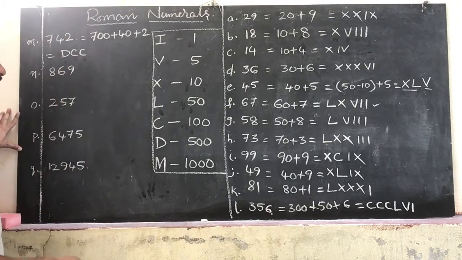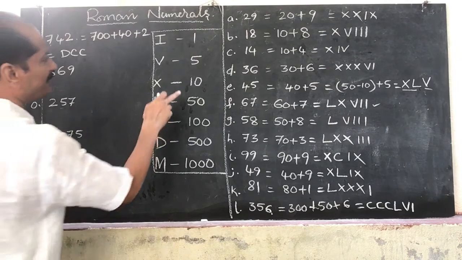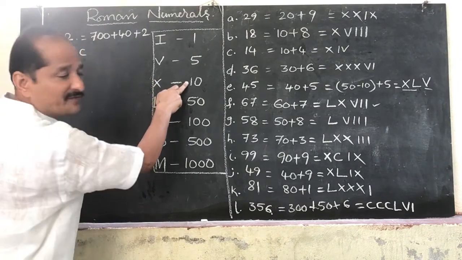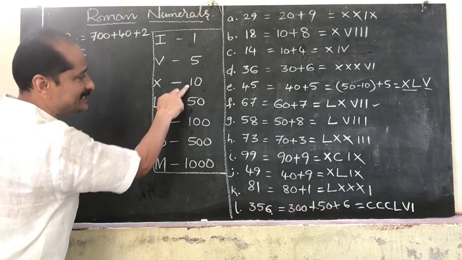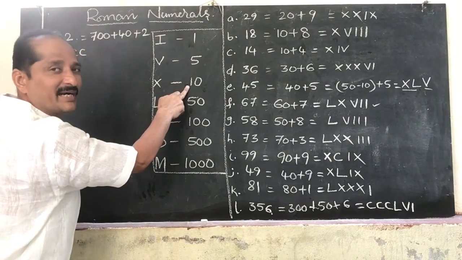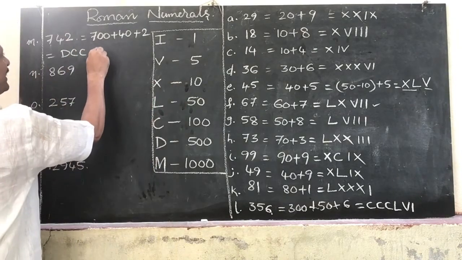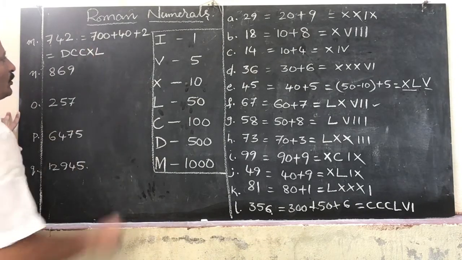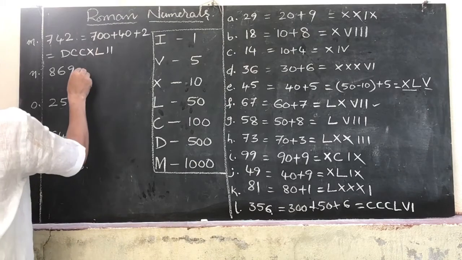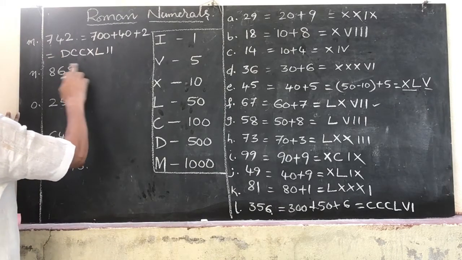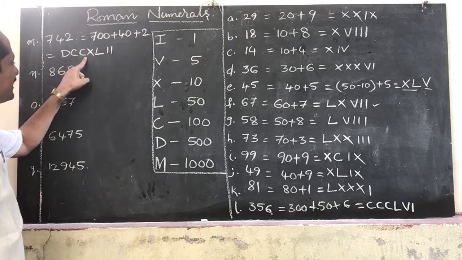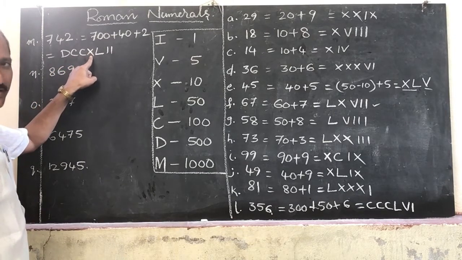40. How can you write 40? Where is 40? 40 is in between 10 and 50. Will we repeat 10 four times, or instantly subtract from 50? Very good, 50 minus 10. So 50 is L, minus 10, XL. Then 2 is II. So this is 742. After completing, check once again: 500, 600, 700, 50 minus 10, 42.